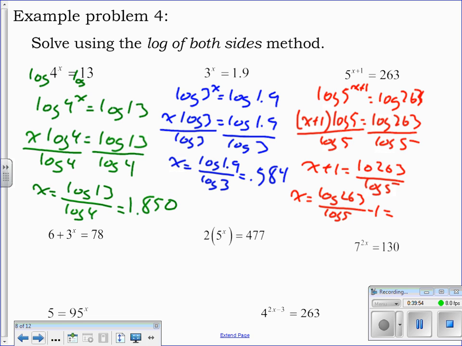Log of 263, 2.41. Divided by log 5. 2.462 minus 1. 2.462.